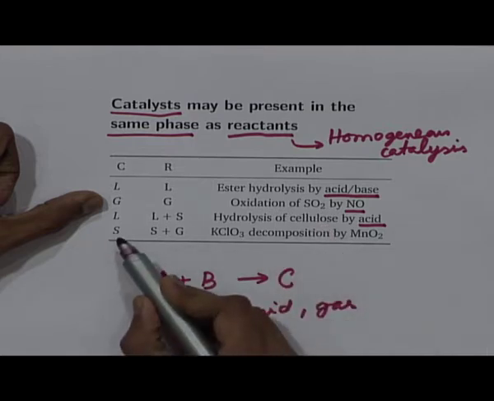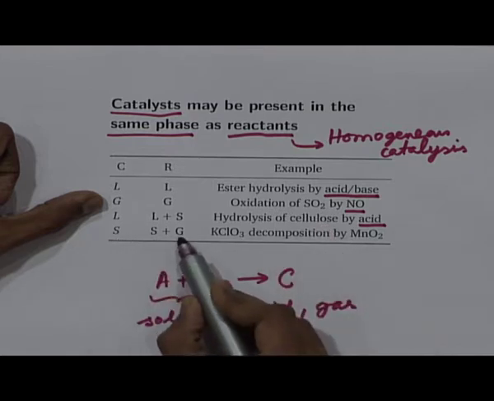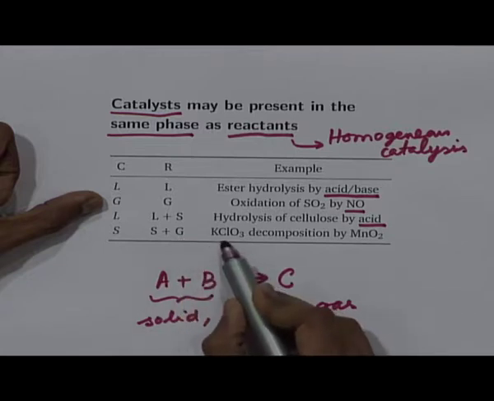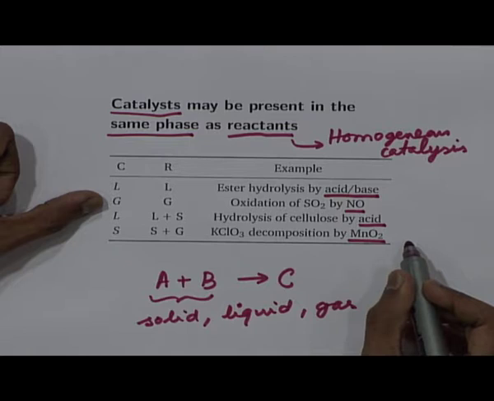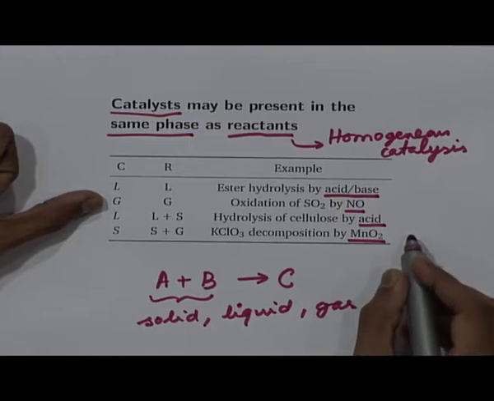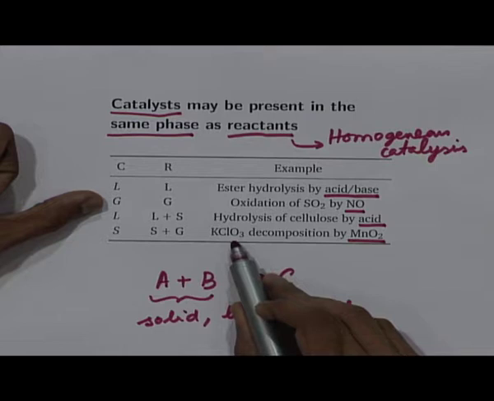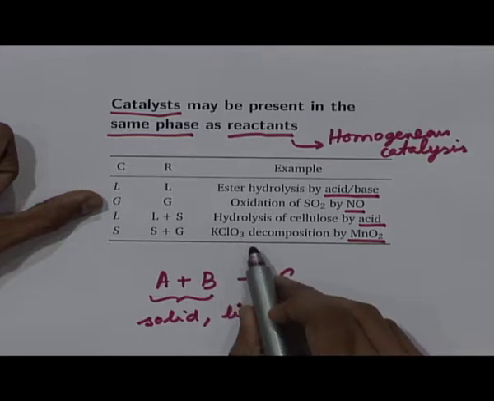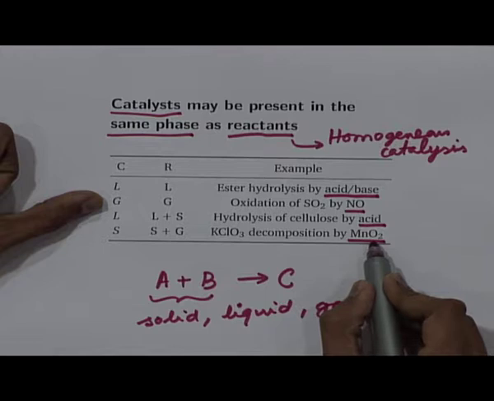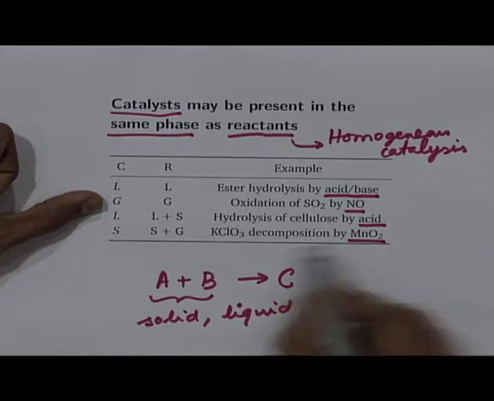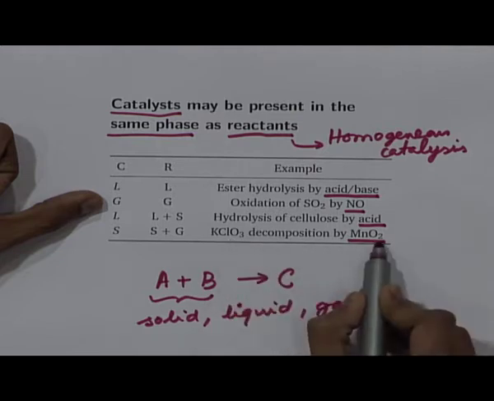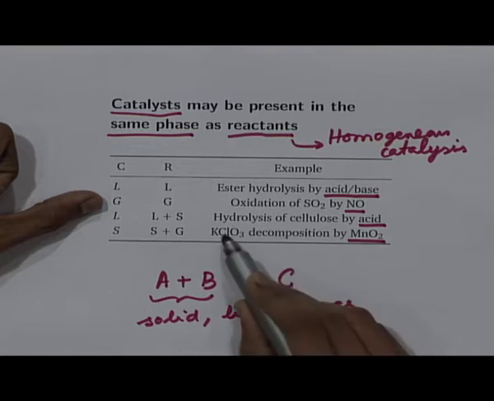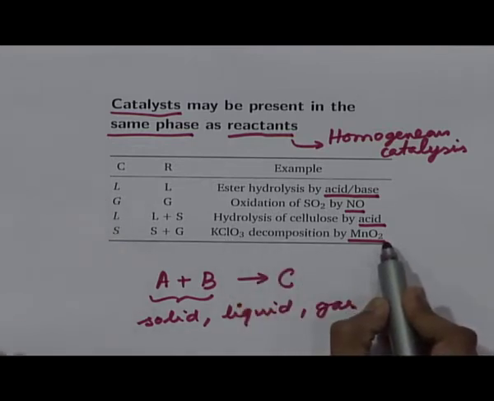A solid catalyst reacting with a solid and a gas. Here is an example, potassium chlorate decomposition. This is a solid, this is the reactant, and this is the example that is quoted in your book on catalysis. The decomposition of potassium chlorate does not happen very easily, but the moment you add manganese dioxide, it explosively undergoes a reaction. So, this is a solid and this is a solid, and the reactant is in the solid phase and the catalyst in the solid phase.